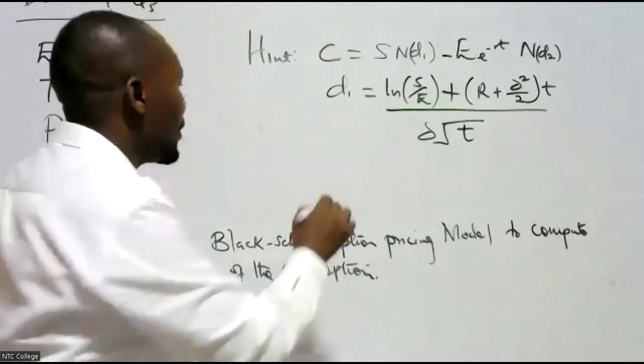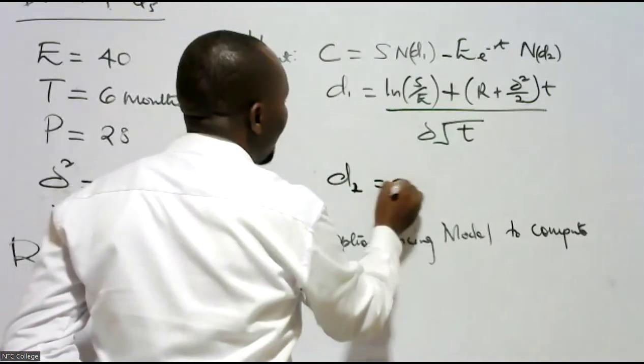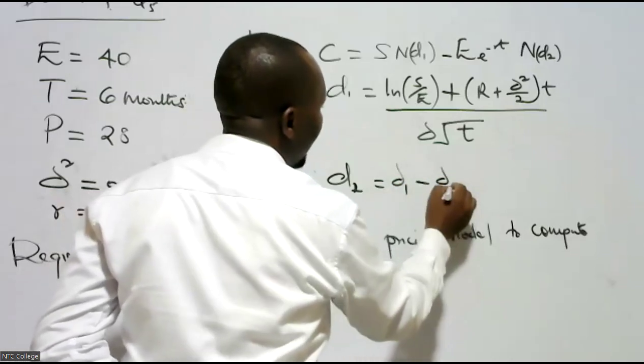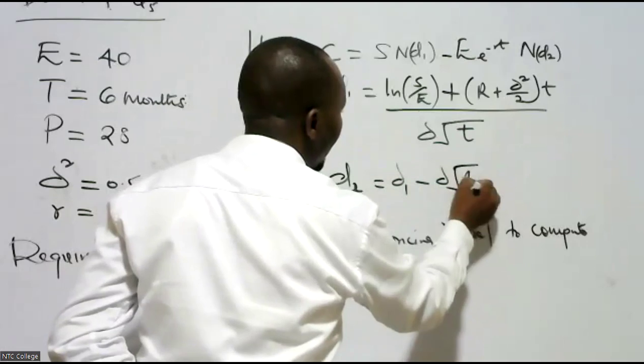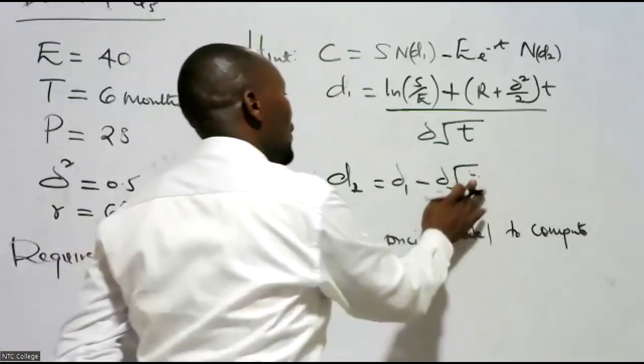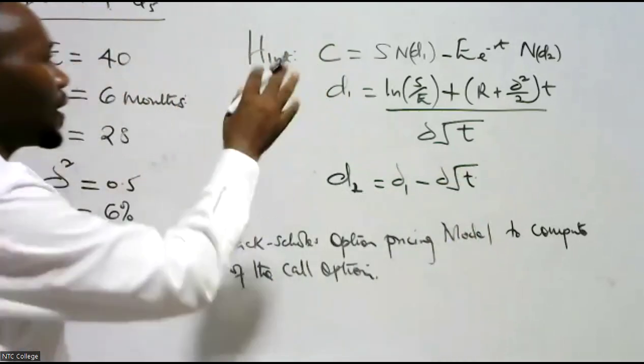Then they have given us D2 as well. D2 is very easy. It is normally the D1 that you have calculated minus the standard deviation times the square root of T. So that is what they have given you as a hint. It means that now it's your role to just punch in.